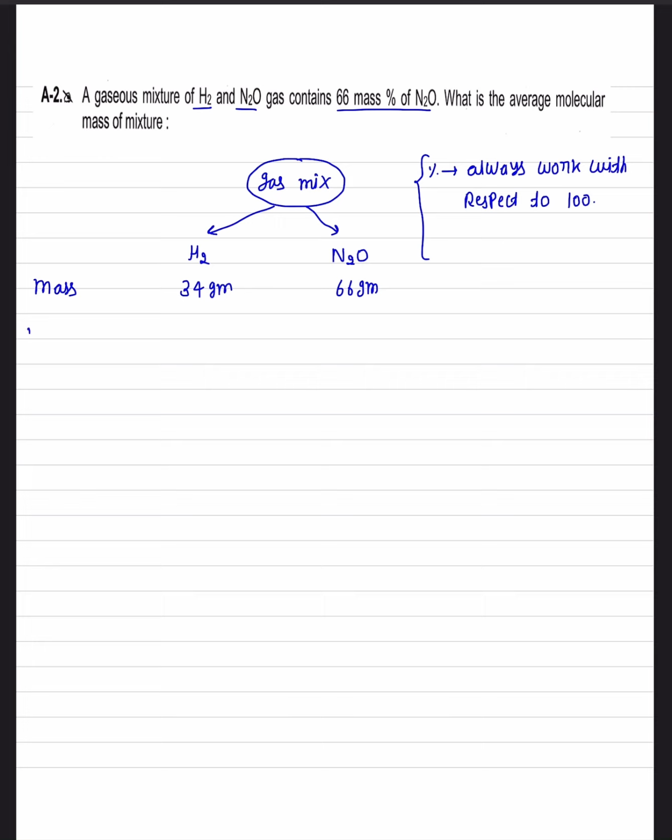We know very well the molar mass of these gases. Molar mass of hydrogen gas is how much? 2 gram per mole. And molar mass of N2O is how much? Nitrogen is 14, two of these, so 14 into 2, 28. 28 plus 16, we got 44 gram per mole. Okay, you should know the unit.